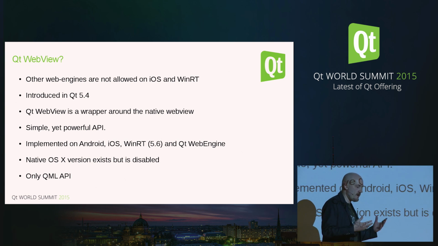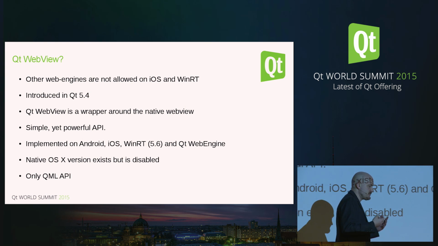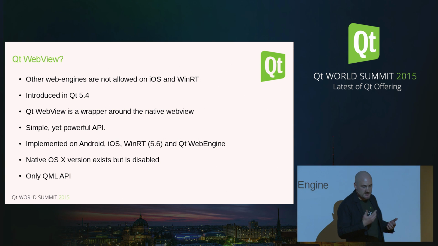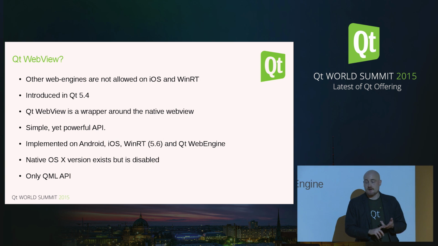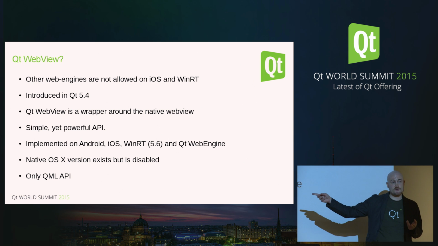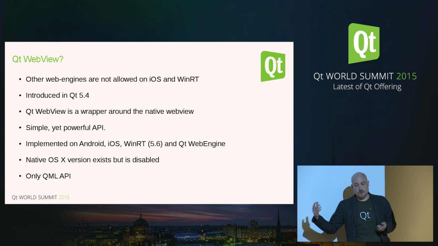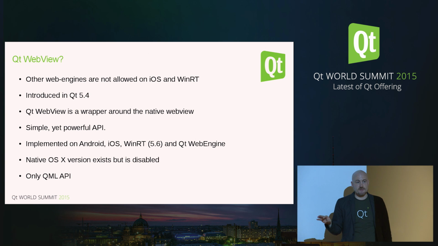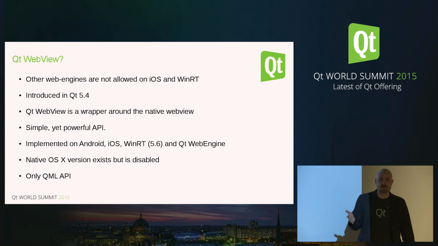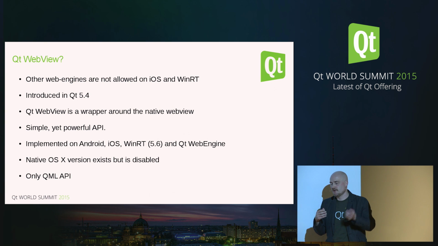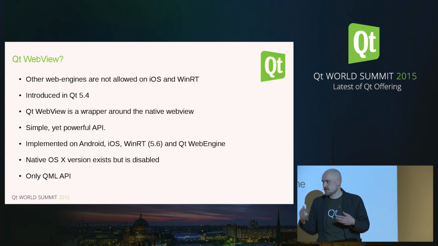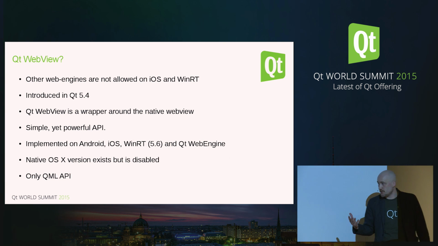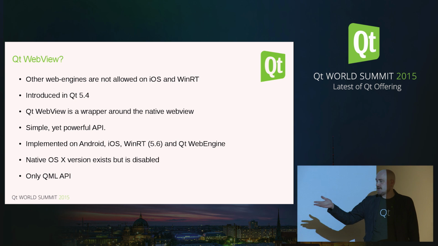It's a wrapper of the native WebView, specifically for the mobile devices. Has backends for Android and iOS, added those in 5.5, and in 5.6 we also added one for WinRT, so also ones on Windows phones. There's even a native OS X version, but that requires specific flags in the scene graph to integrate correctly with the Qt Quick scene graph, so that's not built by default, but you can use it if you want to use the native WebView. The biggest downside is that it's only a QML API.